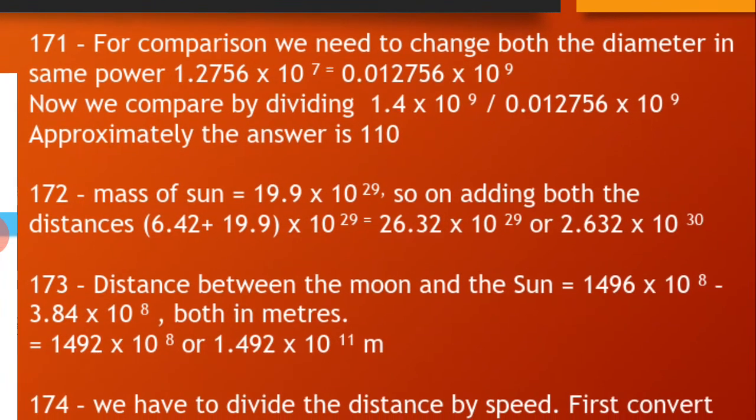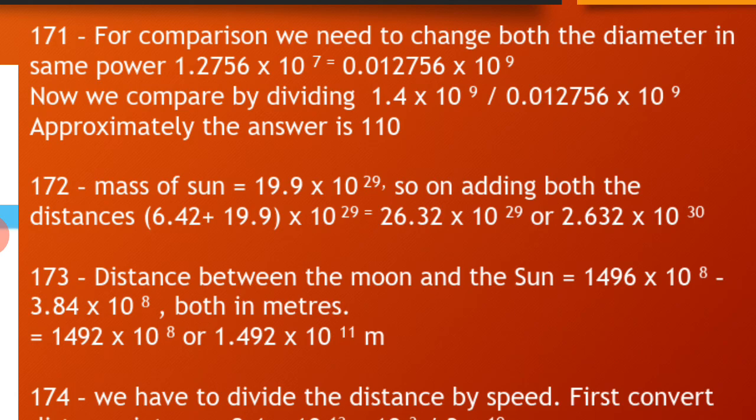So for comparison, we need to change both the diameters into the same power. One is raised to power 7 and one is raised to power 9. So 1.2756 into 10 raised to power 7 becomes 0.012756 into 10 raised to power 9. Now when we compare while dividing, the bigger number will be on top. So 1.4 into 10 raised to power 9 divided by 0.012756 into 10 raised to power 9. 10 raised to power 9 and 10 raised to power 9 get cancelled. 9 minus 9 becomes 0.